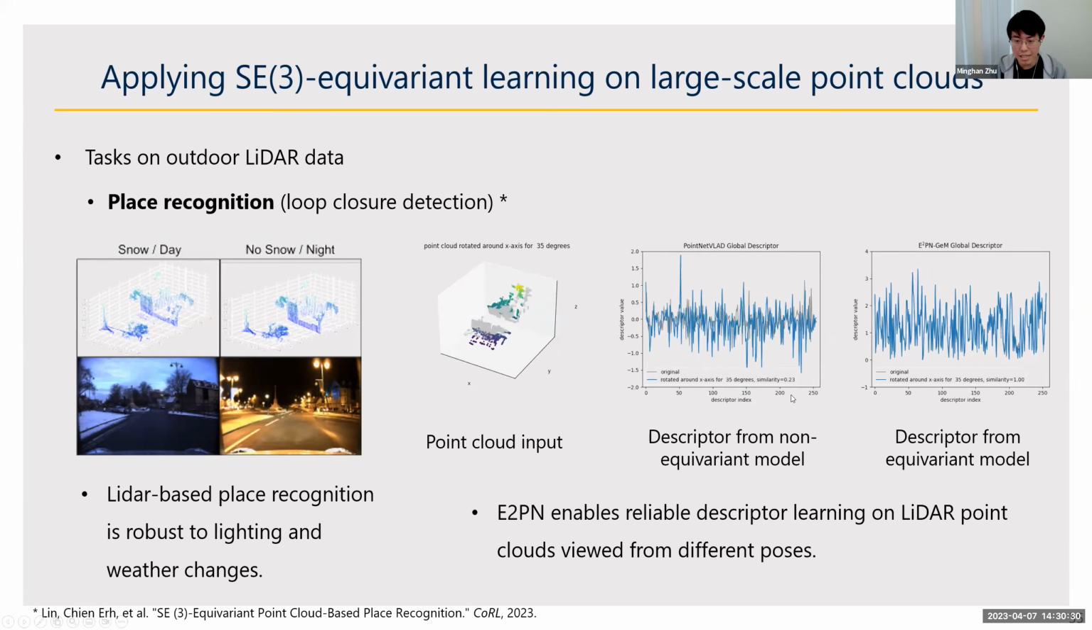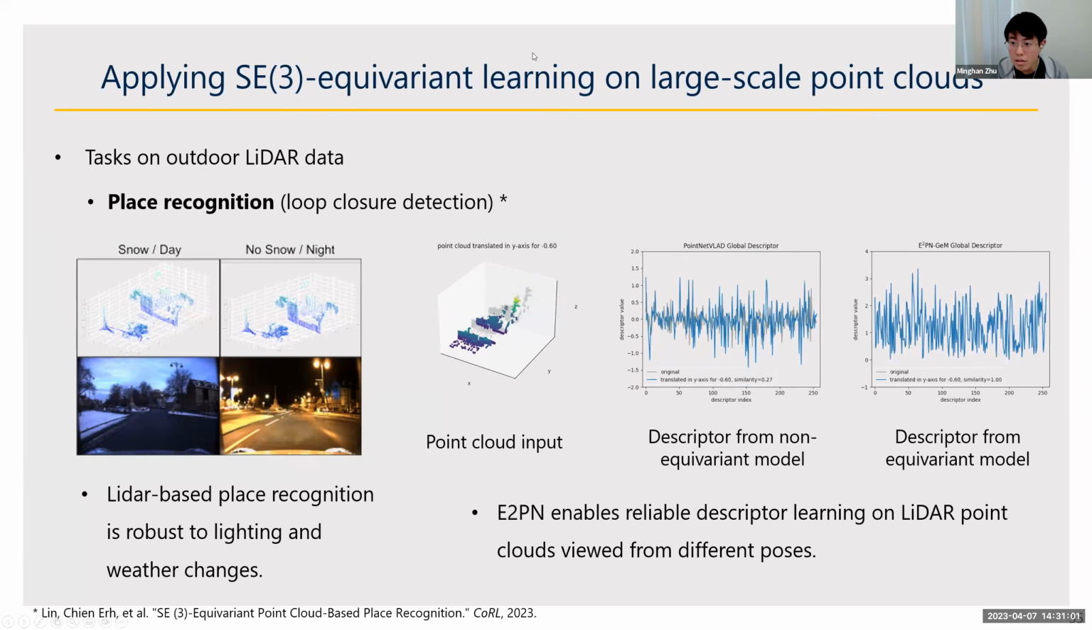The horizontal axis is basically a 1 by 256 vector, and we just plot the vector as a curve. You can see that for a non-equivariant model, the global descriptor can vary a lot when the point cloud is transformed. However, from the equivariant model, because the network is SE3 equivariant, we can extract a very stable descriptor of this point cloud under pose changes.